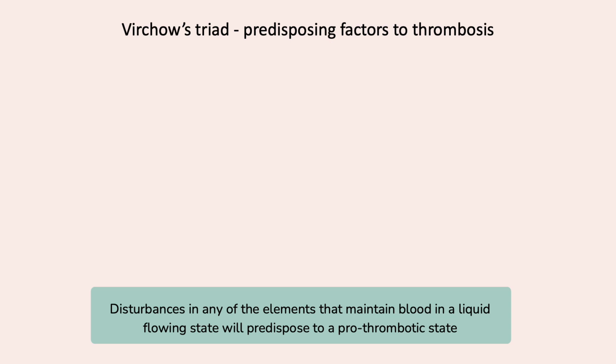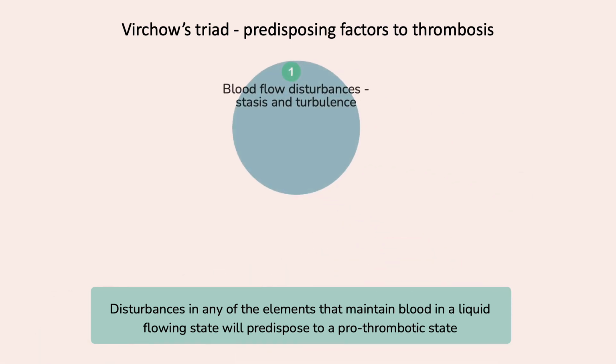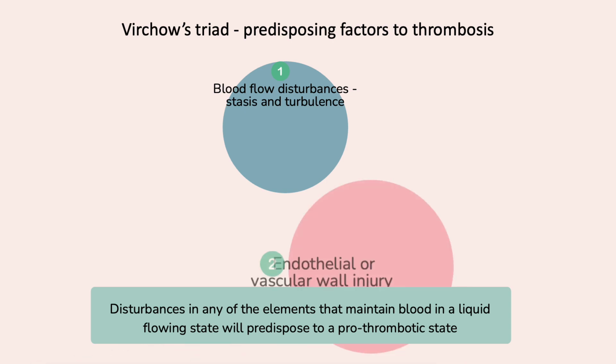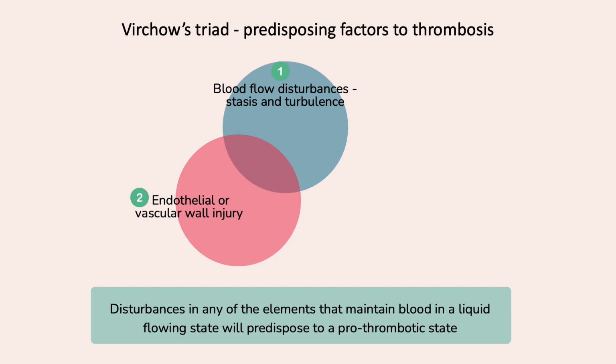Disturbances in any of the elements that maintain blood in a liquid flowing state will predispose to a prothrombotic state, and this is exemplified by Virchow's Triad described in 1856 by Rudolf Virchow, a renowned German scientist and physician. Virchow proposed that thrombosis is predisposed when there is blood flow disturbance that causes stasis and turbulence, or when there is endothelial or vascular wall damage or injury, or if the blood is hypercoagulable due to deficiency of antithrombotic factors or excessive activation of prothrombotic factors in plasma.